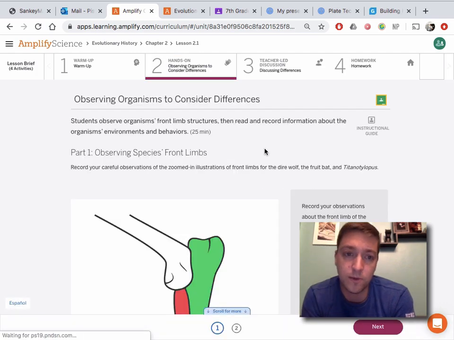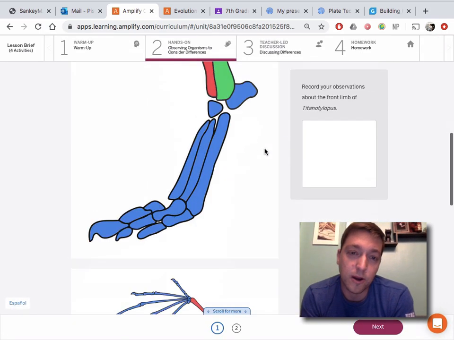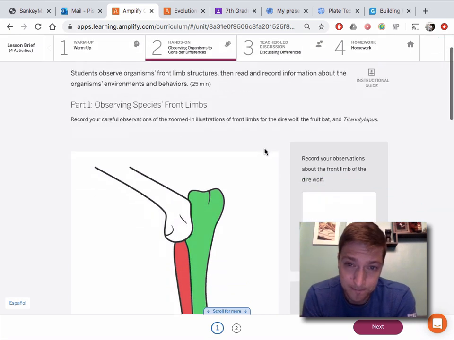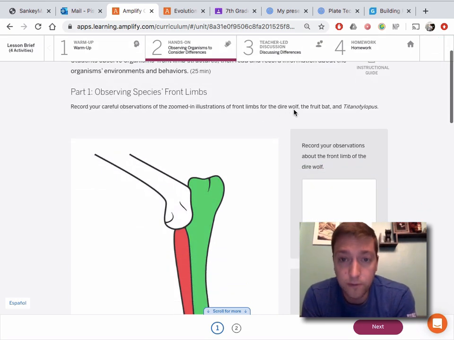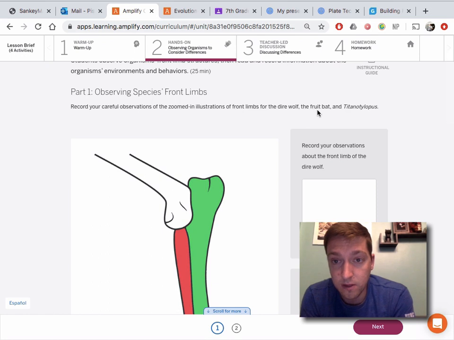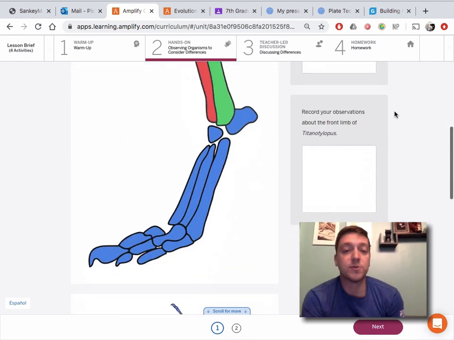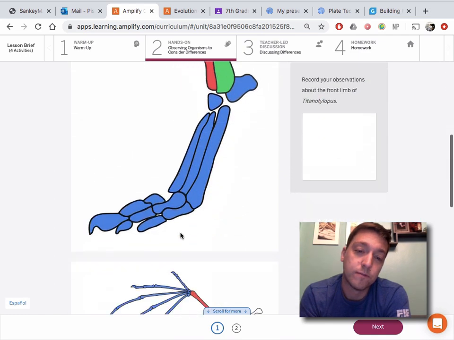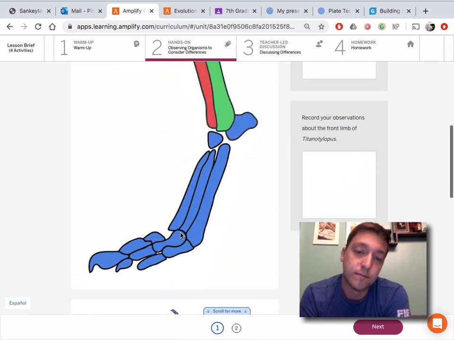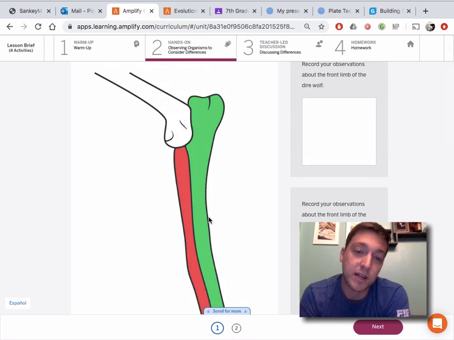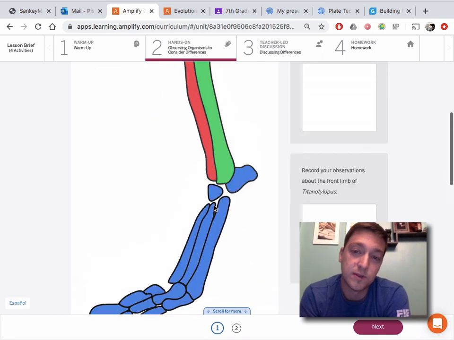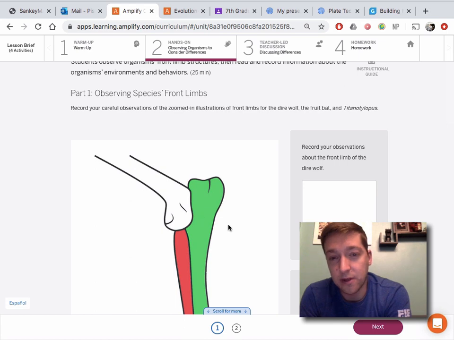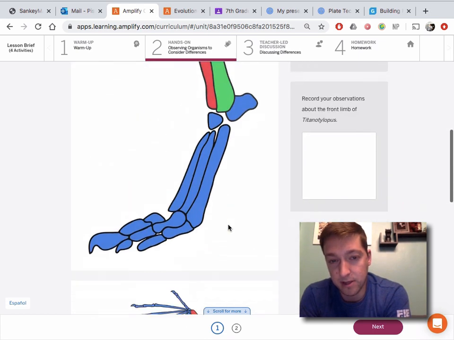So just note those differences, and that is important. Let's move on to part 2. So now we're going to compare more front limbs between the wolf, the direwolf, the fruit bat, and Titanotilopus. Okay, so first we have the front limb of the wolf. Same thing, so humerus, radius, ulna, distal bones. So just record your observations about the direwolf front limb.